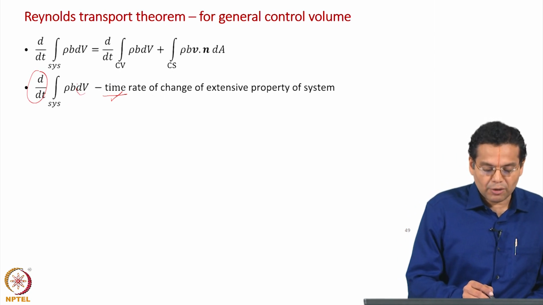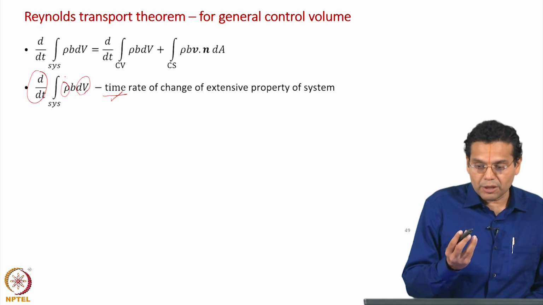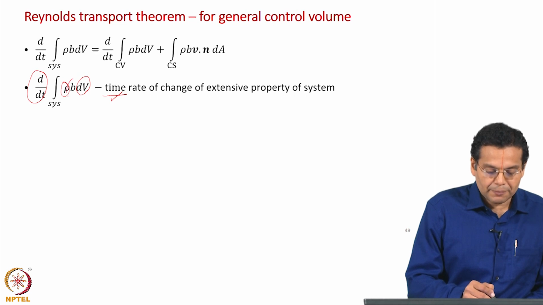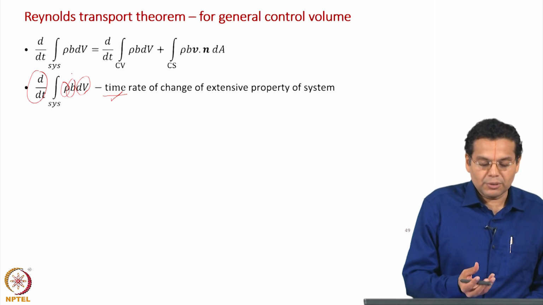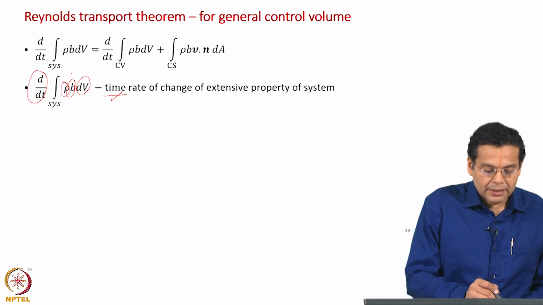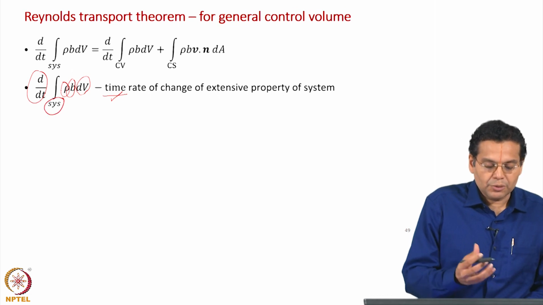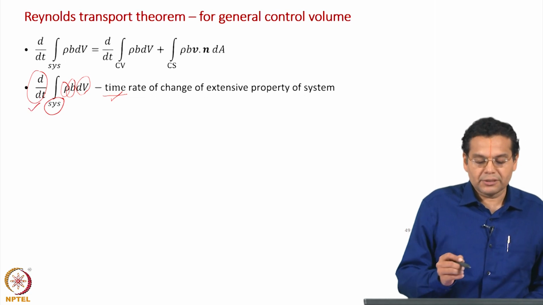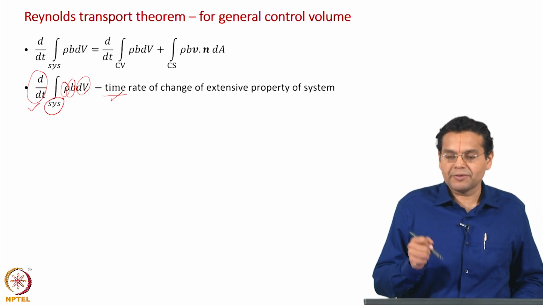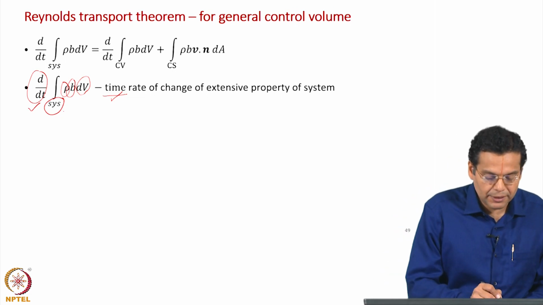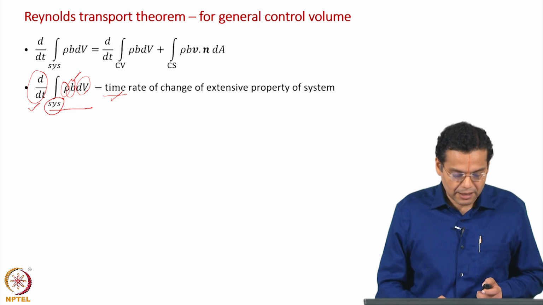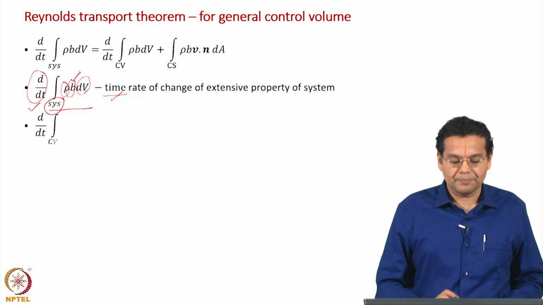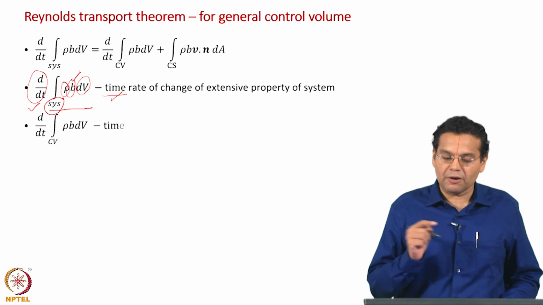You are taking a small volume dV, multiplying by density, you get a mass of the small volume, multiply by the property per unit mass, you will get the property for the small volume, integrate over the entire volume, you get the property for the system, and take d by dt, then that gives you time rate of change of extensive property for the system. Why extensive property? This represents extensive property, this is intensive property.